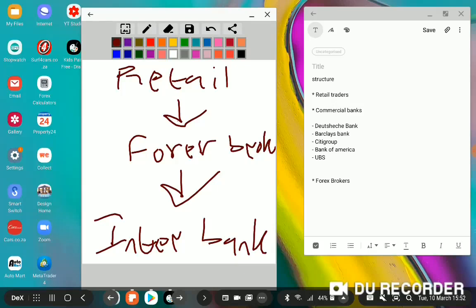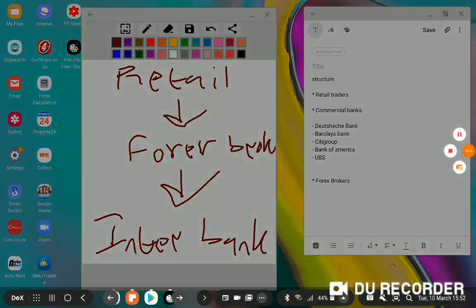So that's the relationship between the three key players in the foreign exchange market, right? I hope so far you are getting to understand what is going on in the foreign exchange market, and your eyes are starting to open now, I believe.